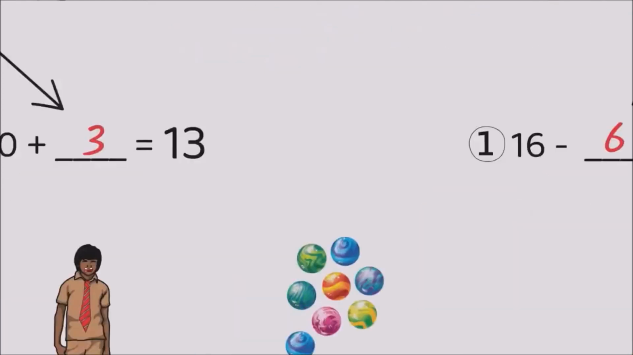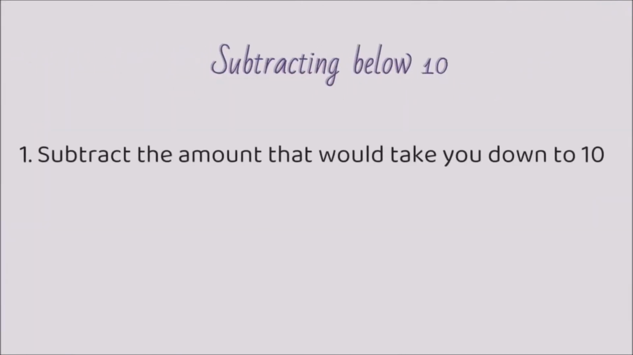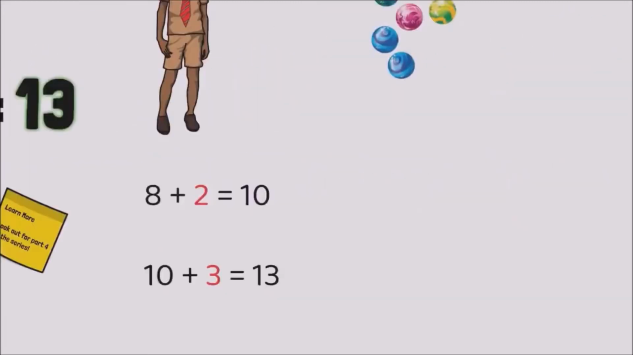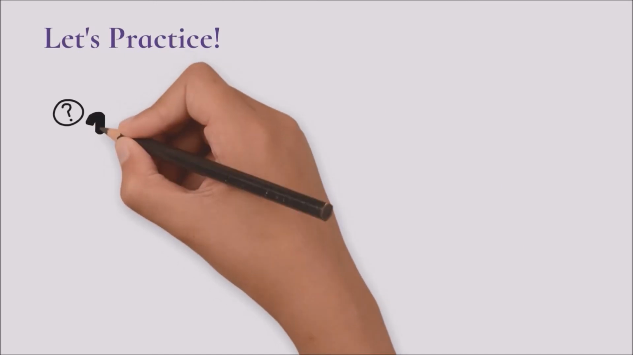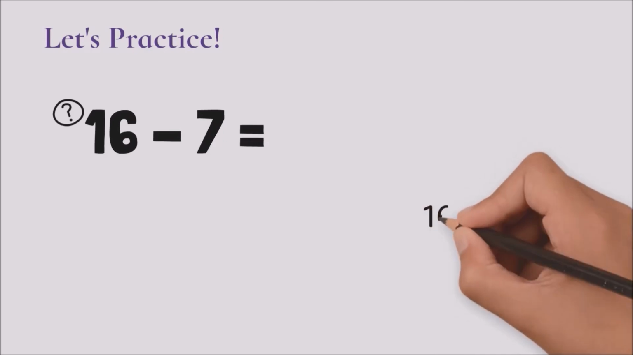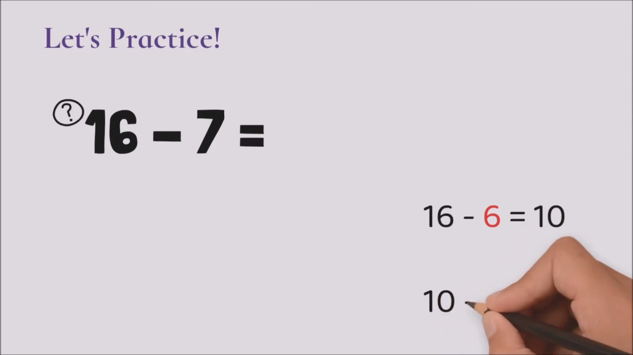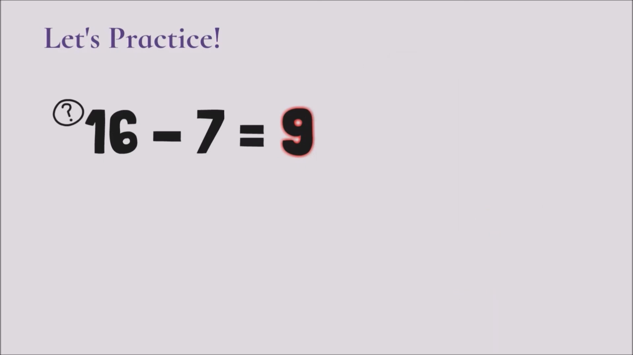So let's run through the steps for subtraction again. Number 1, we subtract the amount down to 10. And then number 2, we subtract the remaining amount from 10 to get the final result. Now let's try 2 more examples. Okay, number 1, let's try 16 minus 7. So again, we subtract down to 10 by subtracting 6 at first, and then we subtract what's left. So 1 more from 10 would give us 9. So 16 minus 7 is 9.